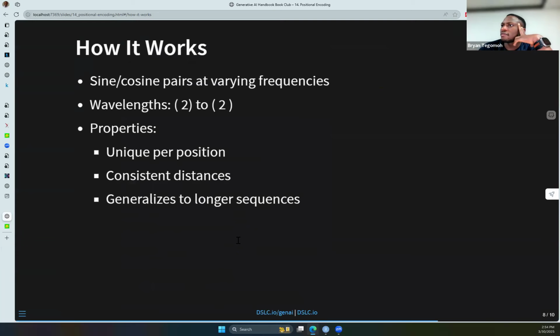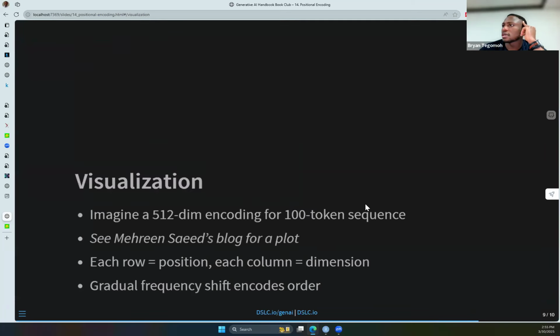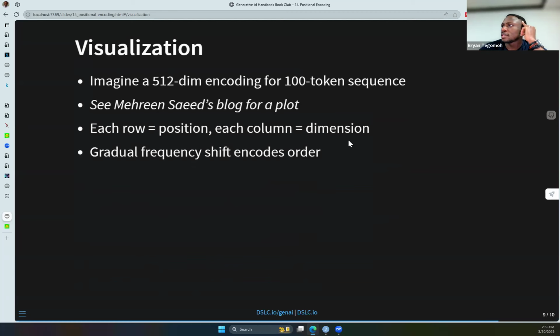So how it works, we have sine and cosine pairs at varying frequencies. We have wavelengths that vary from 2π to 10000·2π. We have properties unique per position. We have consistent distances. We have generalization for longer sequences. Then imagine a 512-dimension encoding for 100-token sequences.